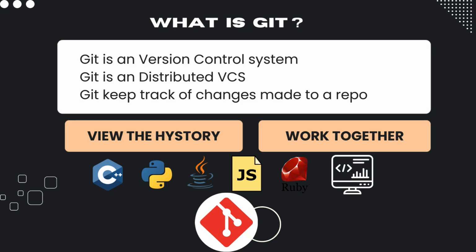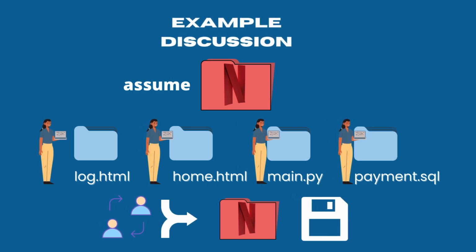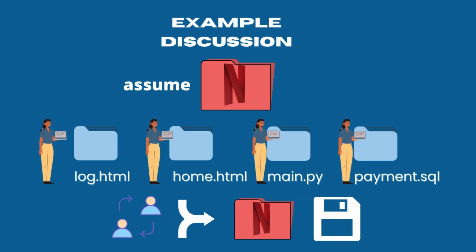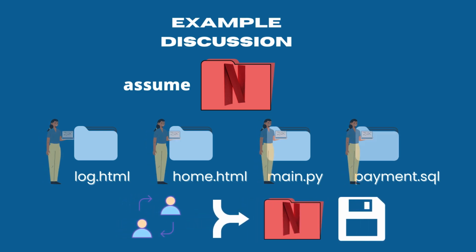It keeps track of changes made in a repository. It helps us to view the history of the project and lets several developers work together. Git can be used with many core languages like C++, Python, Java, JavaScript, and many more. For example, let us assume that Netflix is maintaining a Git repository and different developers are working on different operations, and we will discuss step by step.